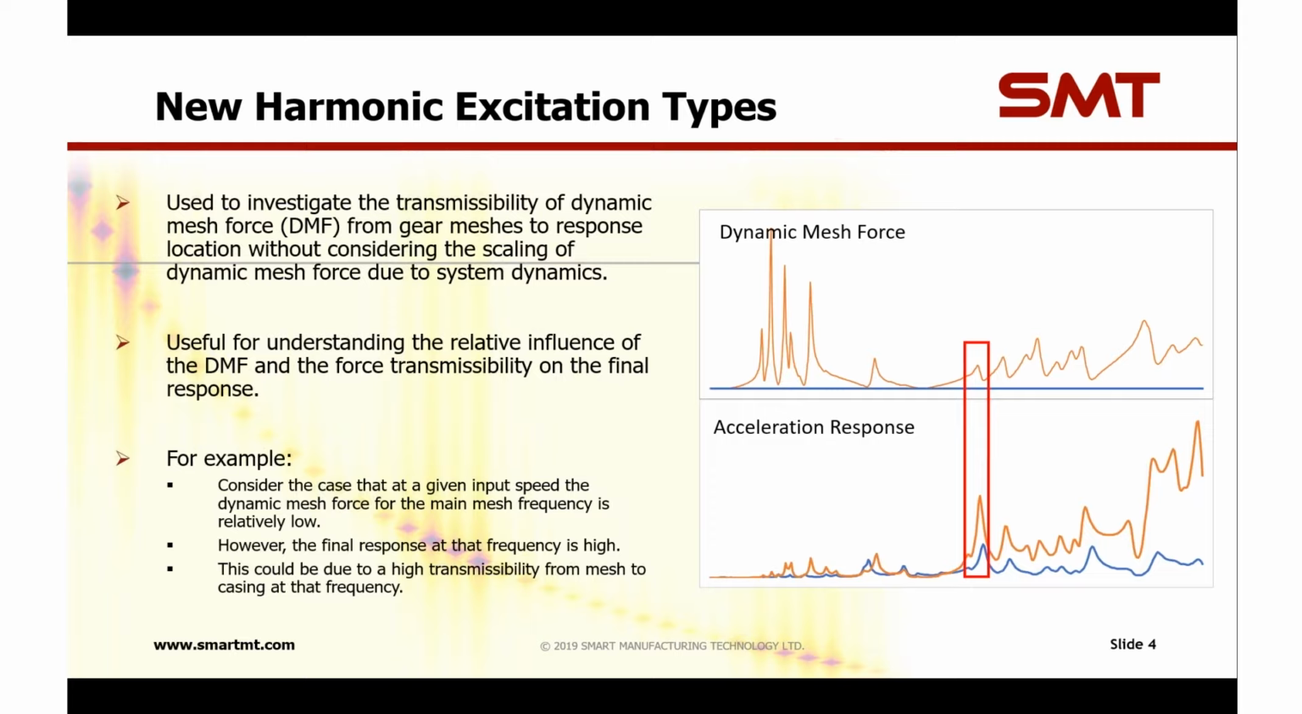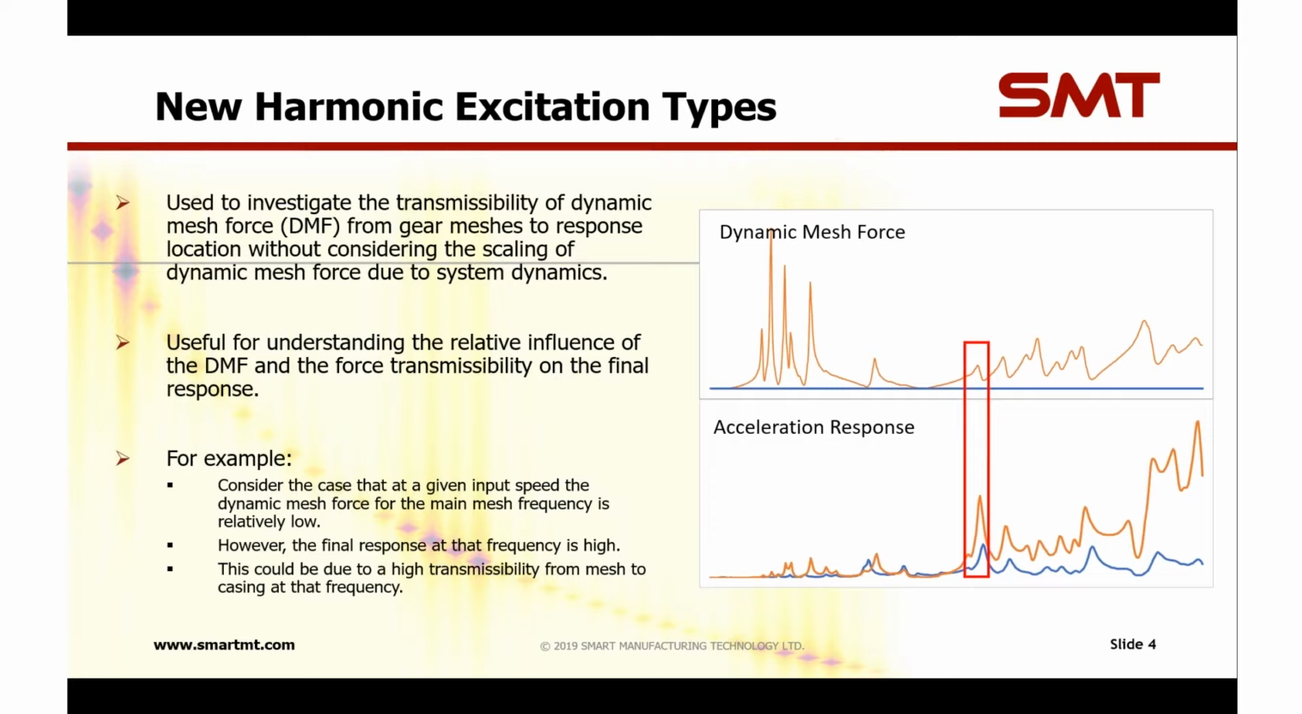And just a small example on this. So if you consider the case that at a given input speed, the dynamic mesh force for the main mesh frequency might be relatively low. However, if we look at the final response, we might find that at that same frequency, the response is quite high. And this could well be due to the fact that there's a high transmissibility problem at that frequency from the mesh to the casing. And that's kind of what this plot on the right-hand side is trying to show us, really.